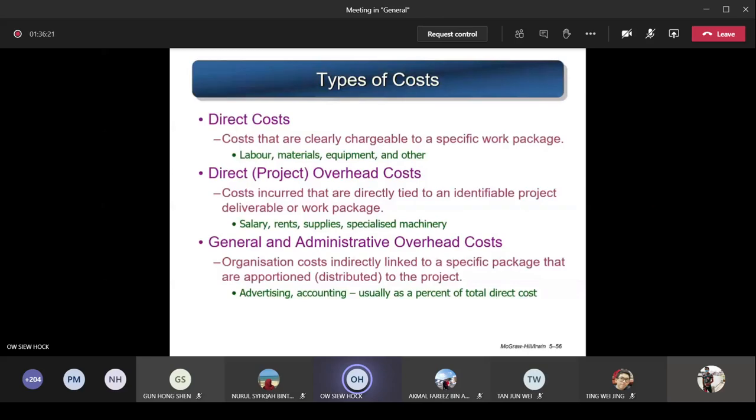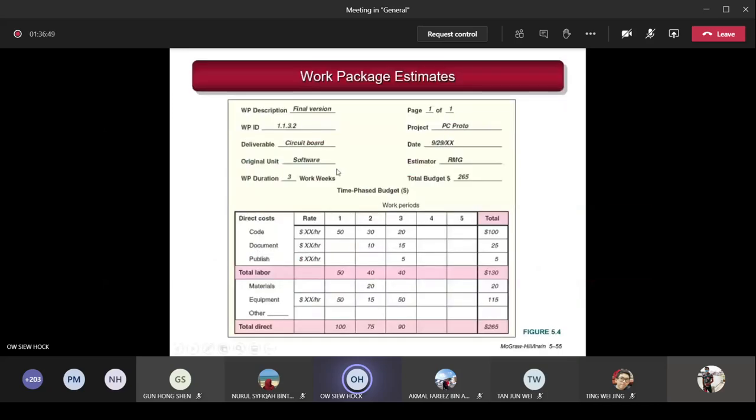So next, we come to the different types of costs. Costs can be classified into direct costs, direct project overhead costs, and general and administrative overhead costs. So what is direct cost? Direct cost means the costs that are clearly chargeable to a specific work package. That means at the lowest level of WP, you charge to that WP. For example, labor: the labor cost here, these are direct costs.